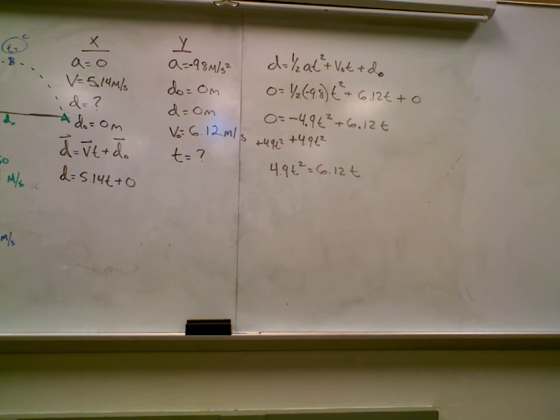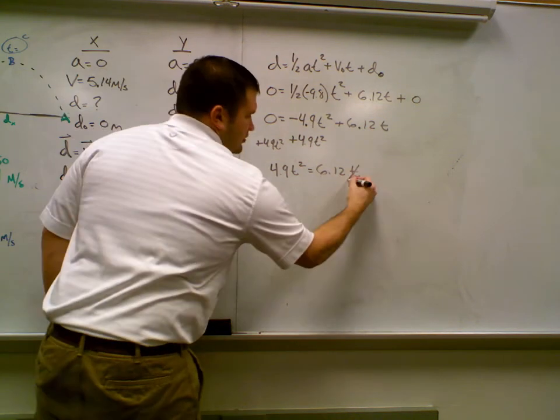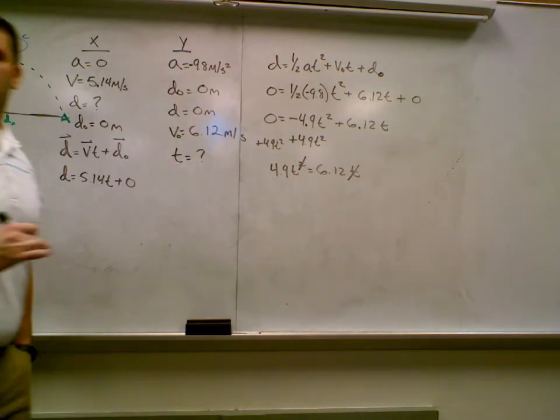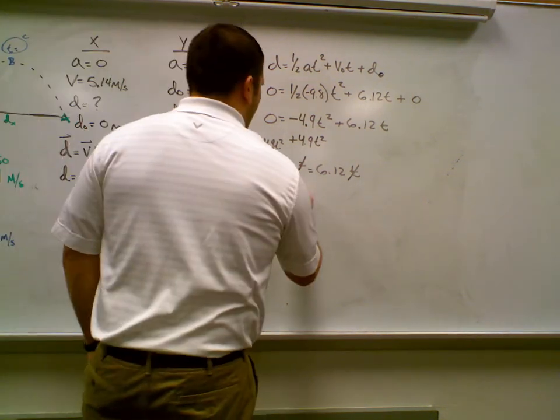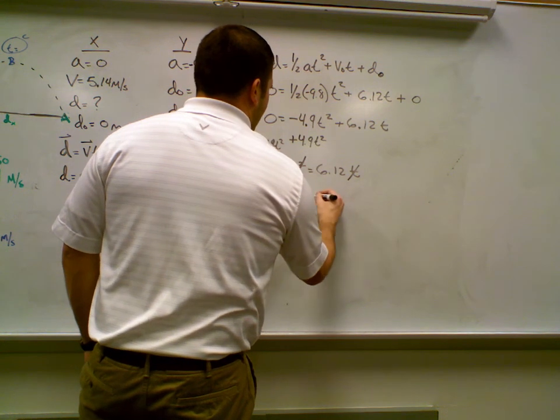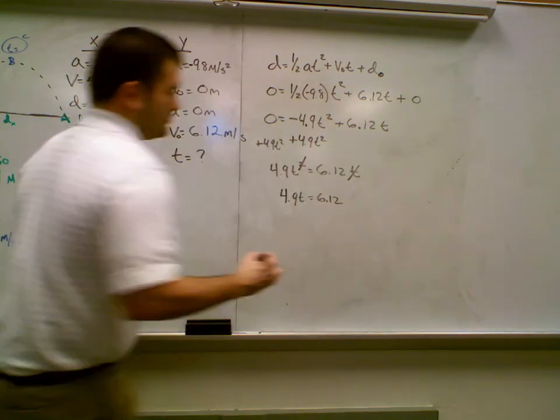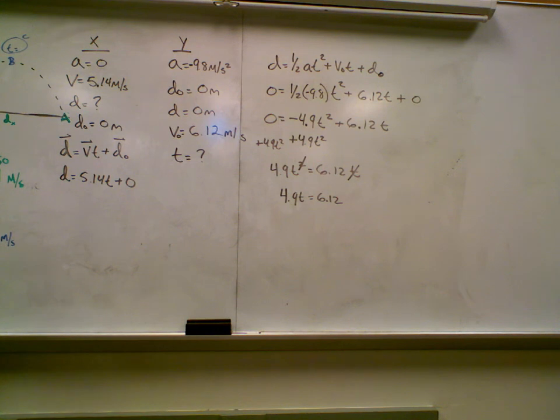So we not just factor, we can do a c. Cancel a t, right? So now this t cancels with one of these t's, right? Correct? So now we have 4.9 t equals 6.12. What do we do now? Divide by 4.9.